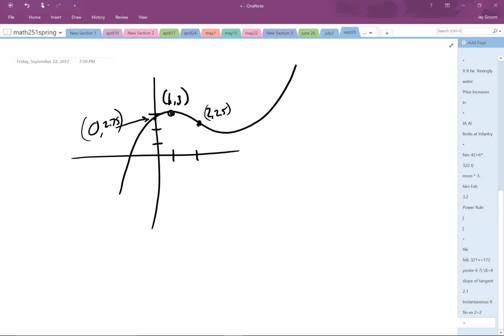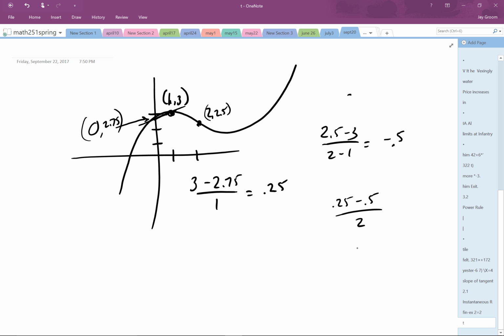But interesting to note, you could find this from here to here, right? You could just pick that right off the graph and go, all right, well, 3 minus 2.75 over 1 is about 0.25, right? And then you would do 2.5 minus 3 over 2 minus 1, which would be negative 0.5. And if you average those together, you get 0.25 minus 0.5 divided by 2. What you're going to find is that's negative 1/4 divided by 2 is negative 0.125. That's awful close to 0, friends.